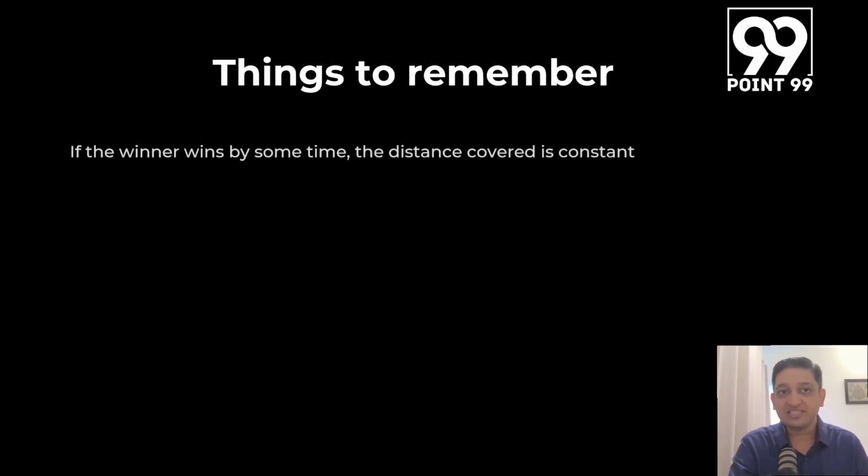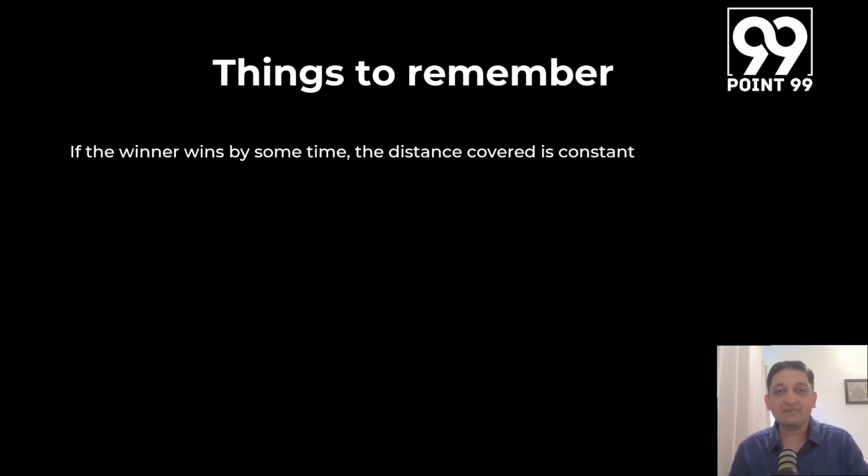Let's look at the second concept that we have here. If the winner wins by some amount of time, then the distance covered is constant. Now what does this mean? Both the people who are racing this particular race start at the same point in time. Both of them end the race. Both of them finish the entire distance that was supposed to be covered during the race.